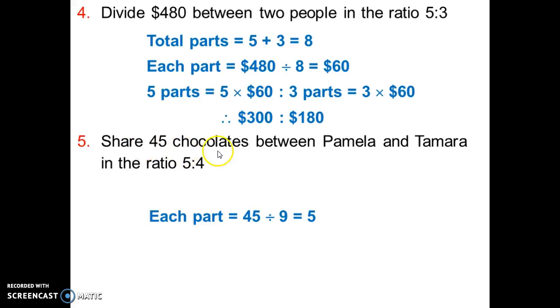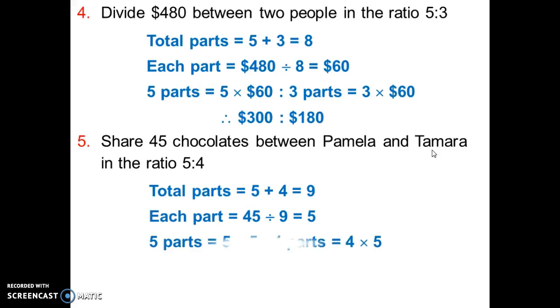If I had 45 chocolates shared between Pamela and Tamara in the ratio of 5 to 4, there was 9 parts, 5 plus 4. Each part, when I divide the 45 by 9, is 5. So 5 lots of 5 for the 5 shares, 4 lots of 5 for the 4 shares. So therefore I get 25 to 20.